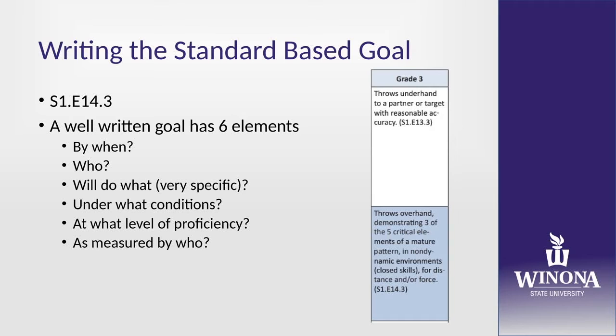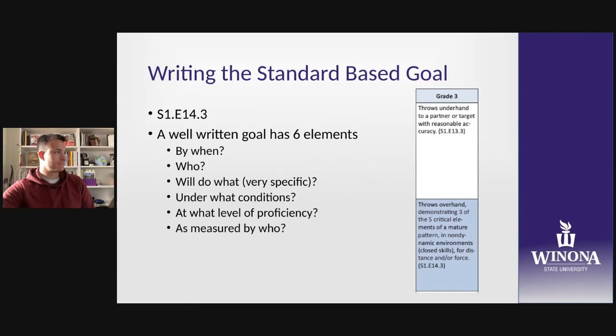So now let's move on to actually writing the standards-based goal. A well-written goal has 6 elements to it: by when, who, what will they do, and you want to be very specific here, under what conditions, at what level of proficiency, and as measured by who. Those are the 6 things that you need to ensure are included in your standards-based goal. If those things are not included in your standards-based goal, it's probably not a well-written goal. We'll get to why that is later.